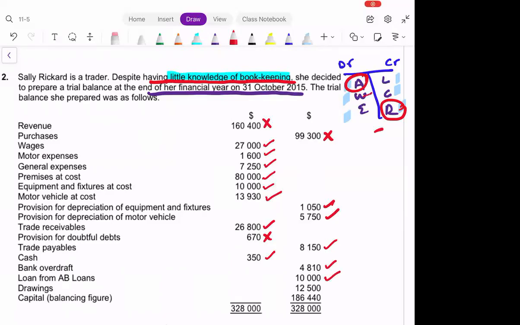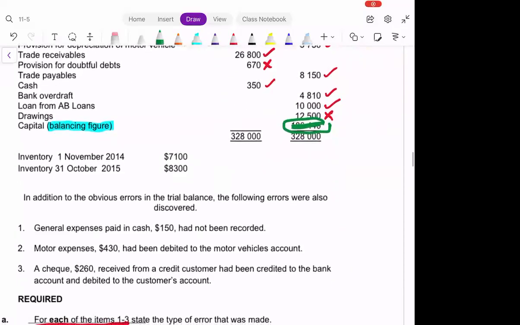Drawings. Drawing is my withdrawal. Will it be debit or credit? Debit. So this one is wrong. Understand? Okay. And then they say the capital is a balancing figure. You know what a balancing figure is? The guy simply balances up and writes in the capital. But for this capital, the side is correct. It's supposed to be credit, correct. But the amount is wrong. You need to calculate the new amount. But before that, let us continue. We still have something else.